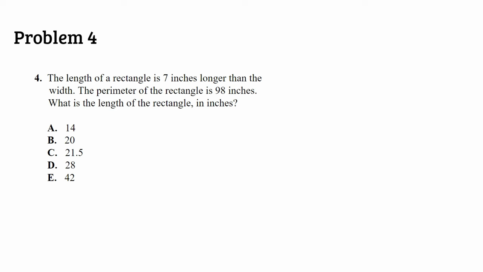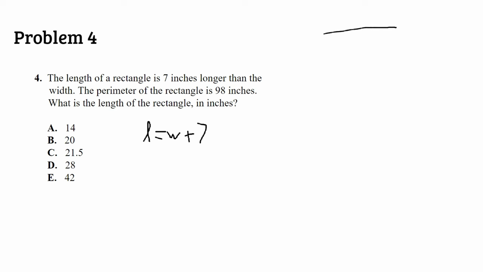For this next problem here, we are going to have to create some equations. So we're told the length of a rectangle is 7 inches longer than the width, and then the perimeter of the rectangle is 98 inches. And we're asked to find the length of the rectangle. So we know that the length of the rectangle is 7 inches longer than the width, so we can say the length is equal to the width plus 7. And then we know the perimeter is 98 inches.